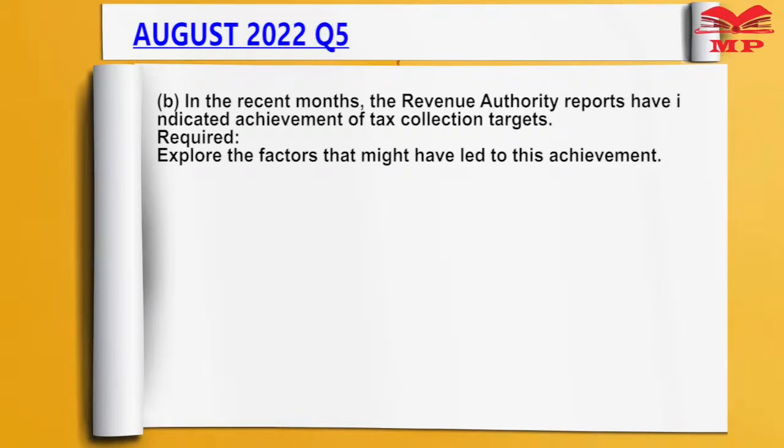Part B of the question says, it's still a theory question. In the recent months, the Revenue Authority reports have indicated achievement of tax collection targets required. Explore the factors that might have led to this achievement, for 4 marks.